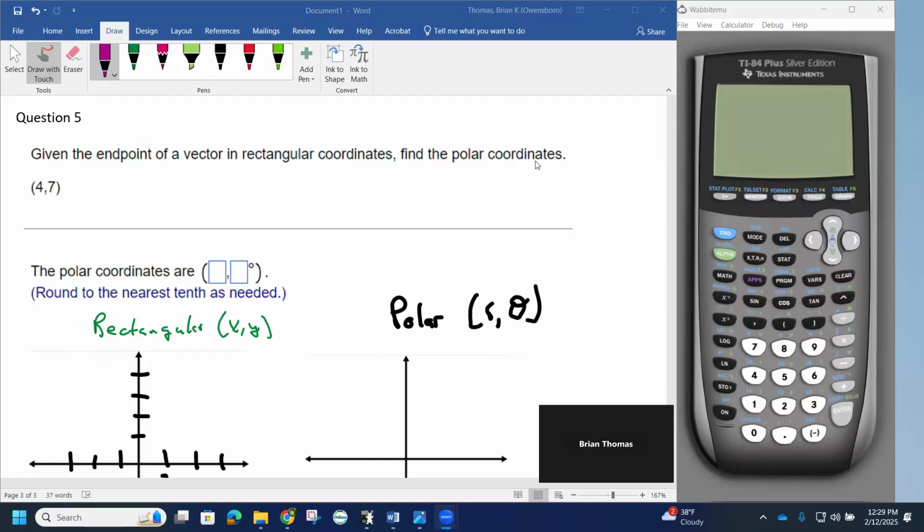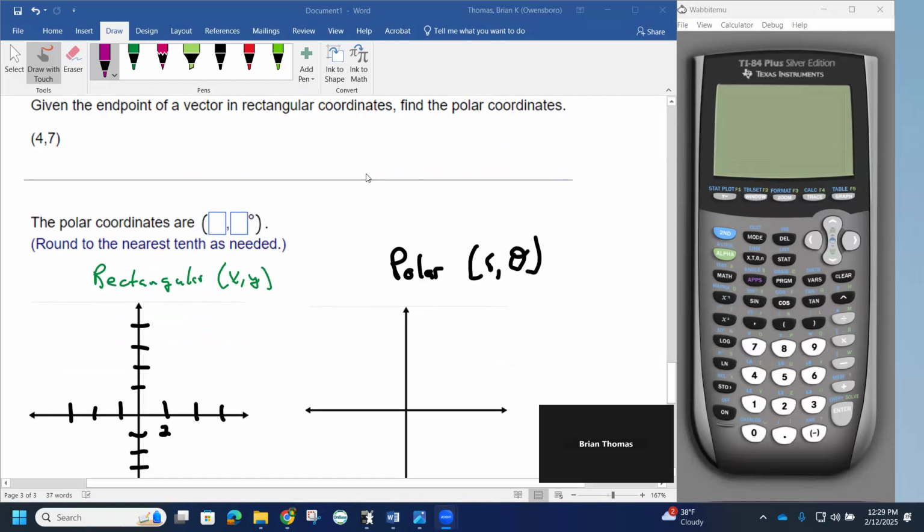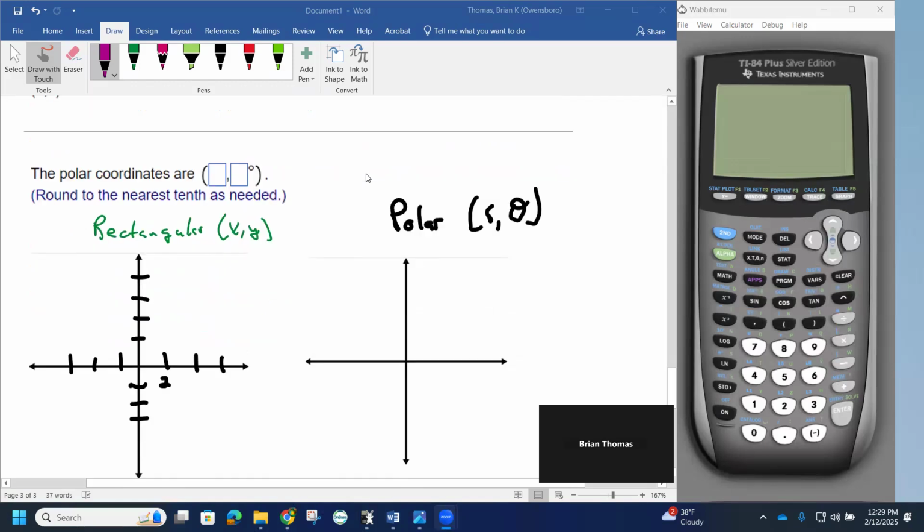So question 5, work with vectors. It says, given the endpoint of the vector in rectangular coordinates, find the polar coordinates. So they want to change from one coordinate system to a different coordinate system. If I'm talking about rectangular coordinates, (4, 7) was what was given. So the x coordinate and the y coordinate, we have this 4 and this 7.